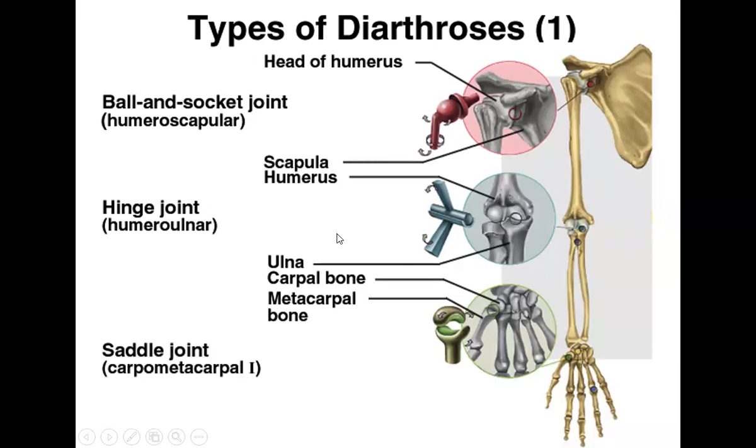Okay, so this is called the hinge joint, the humero-ulnar joint, between the humerus and the ulna, not the radius. Sorry. So this is the ulna, between the humerus and the ulna. This is called the humero-ulnar joint, a hinge joint. The third type of joint seen here will be here.